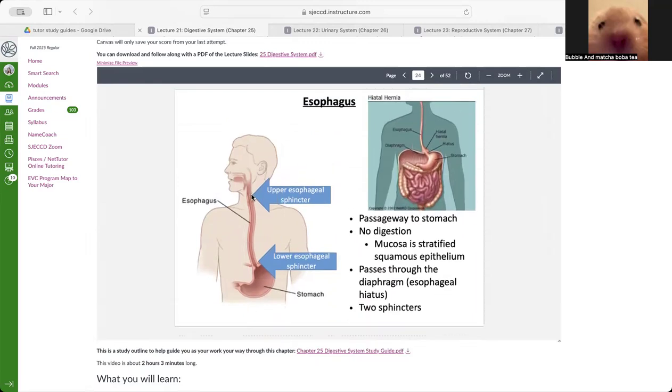Esophagus. This is this long tube right there. It's the passageway to the stomach, and there's no digestion here. Its mucosa is stratified squamous epithelium, which protects from abrasion as your food passes down it, because your food is rough. It passes through the esophageal hiatus to get through your thoracic cavity down into the abdominal cavity.